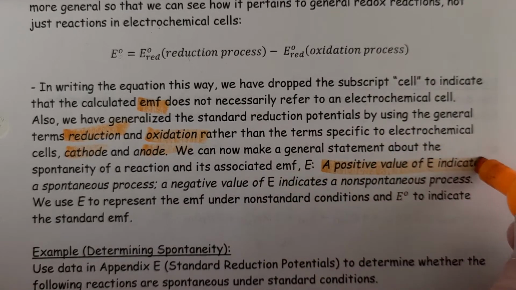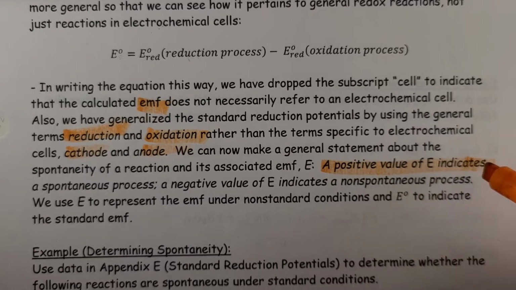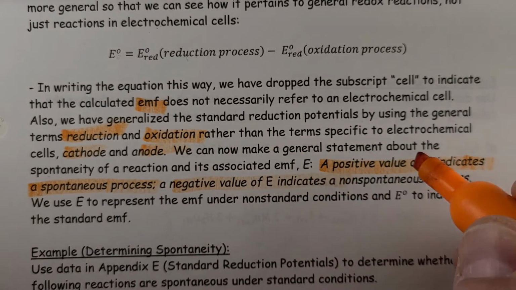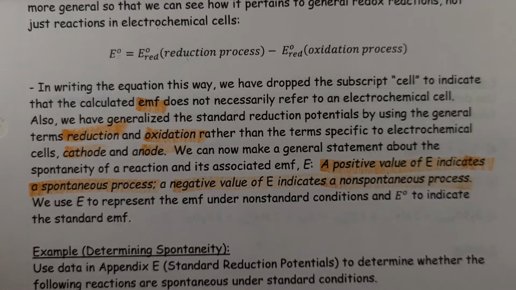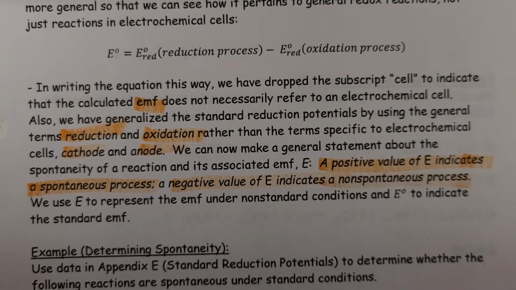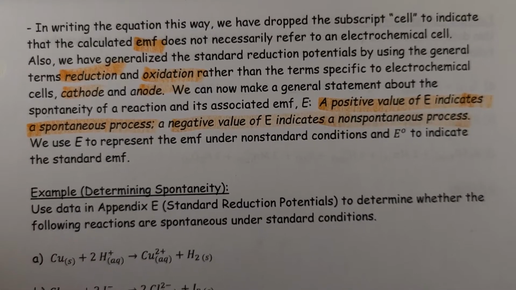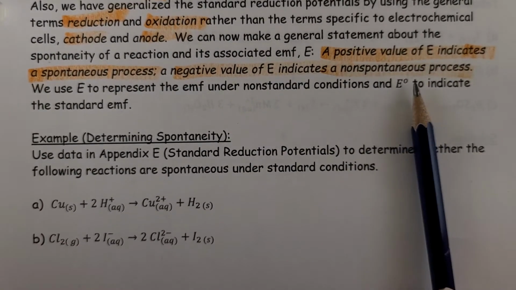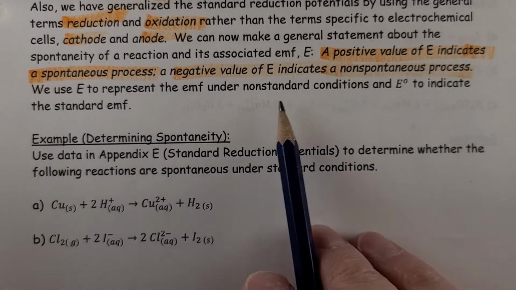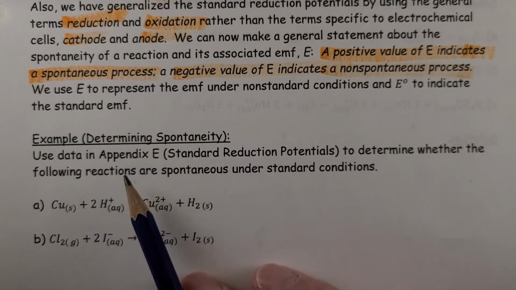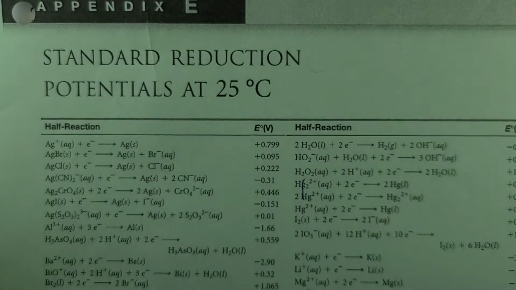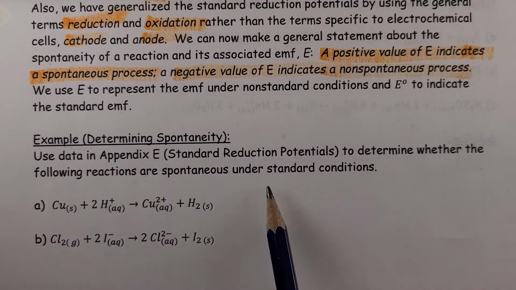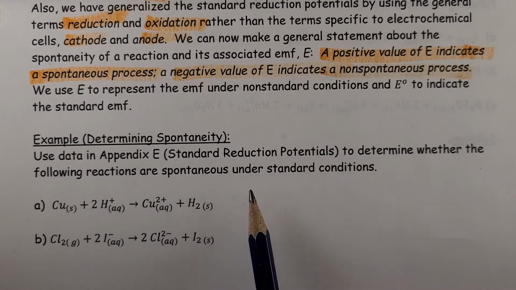So of course we mentioned that a positive value of E overall represents that it is spontaneous. A negative value indicates that that will not happen spontaneously. So it's just like what we did before, with a couple of different questions for this part. We use E to represent the EMF under non-standard conditions, and E with the raised subscript naught to indicate the standard EMF. So here we'll use Appendix E, this sheet right here, the standard reduction potentials, to determine whether or not the following reactions are spontaneous.